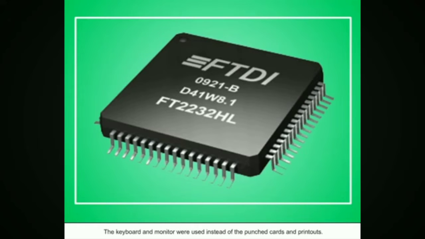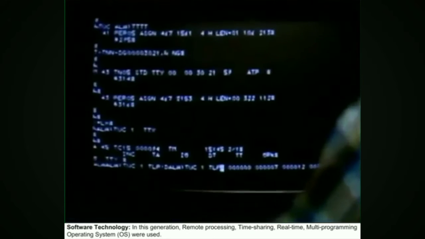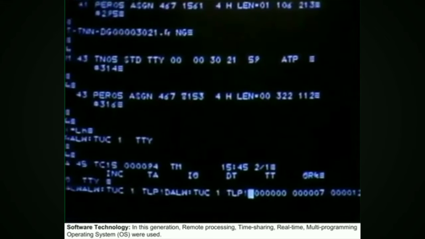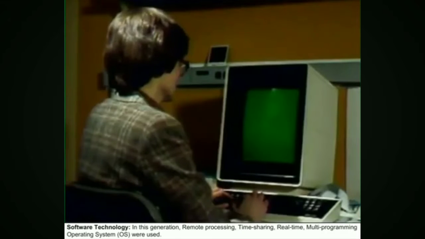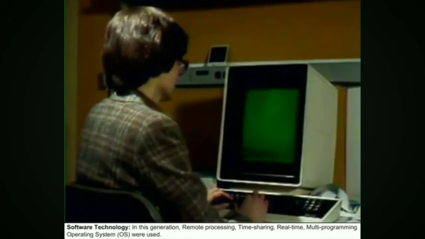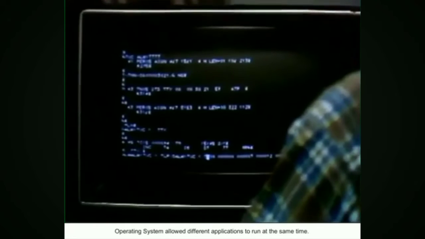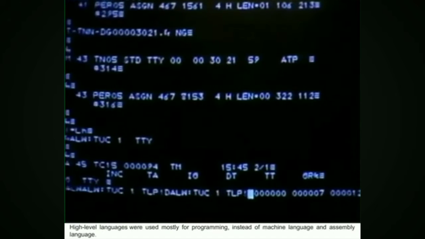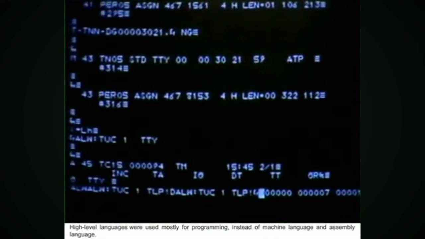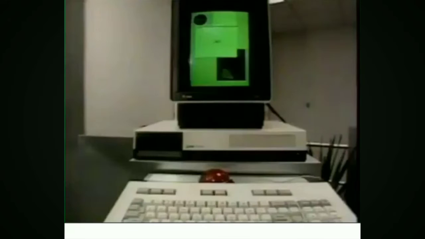The keyboard and monitor were used instead of the punched cards and printouts. Software technology. In this generation, remote processing, time sharing, real-time, multi-programming operating system OS were used. Operating system allowed different applications to run at the same time. High-level languages were used mostly for programming instead of machine language and assembly language.